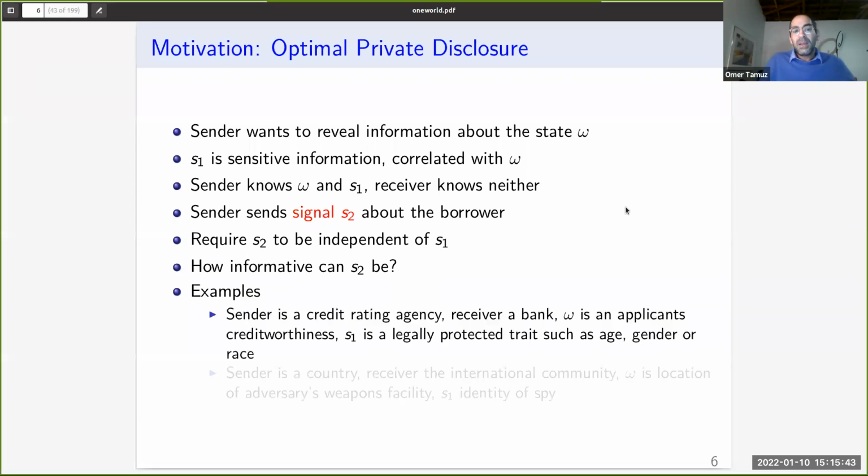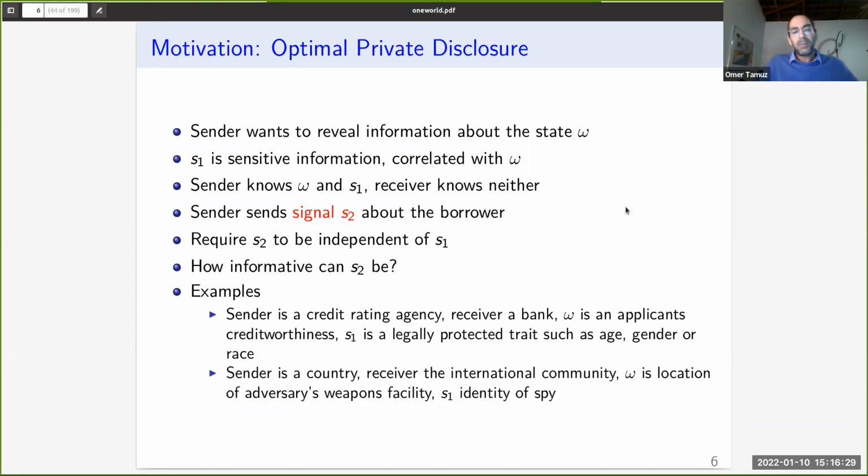So here are two examples. One is the sender is a credit rating agency. The receiver is a bank. And omega is an applicant's creditworthiness. So somebody wants to be approved for a loan. The bank outsources this task to an agency who goes and does the research about this person. The agency figures out omega, whether this person should be given a loan or not. But the agency also learns S1, which is some legally protected traits, such as age, gender, race. And they're legally not allowed to reveal any information about this to the bank. So the question is, what is the most information this credit rating agency can give to the bank without revealing any of this information that they're not allowed to reveal?